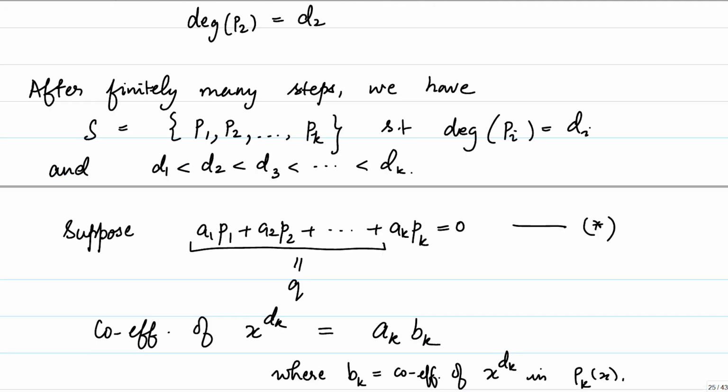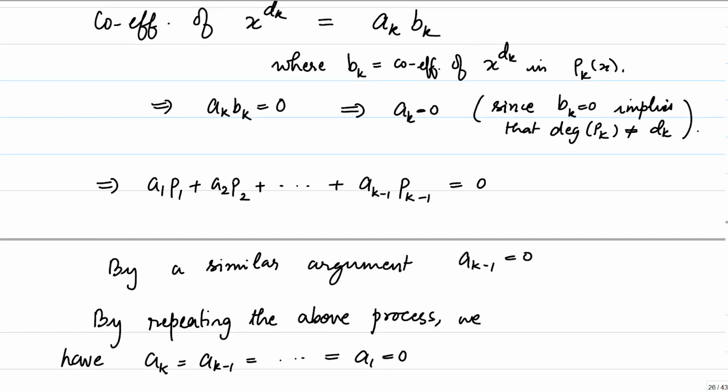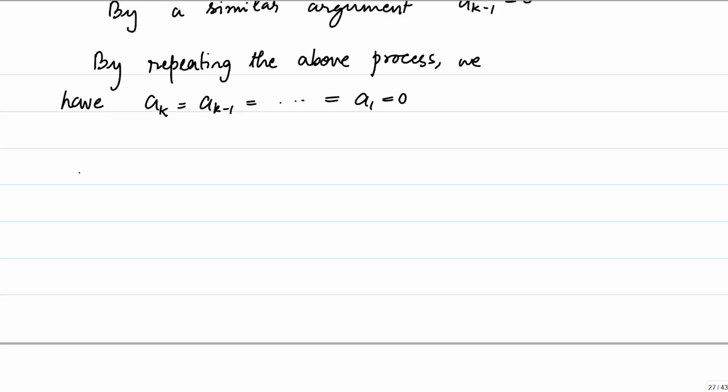If there is a linear combination of p1, p2 up to pk equal to 0, we have just established that the coefficients are necessarily 0. This implies that S is linearly independent.